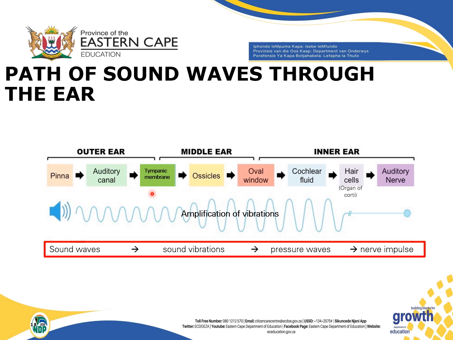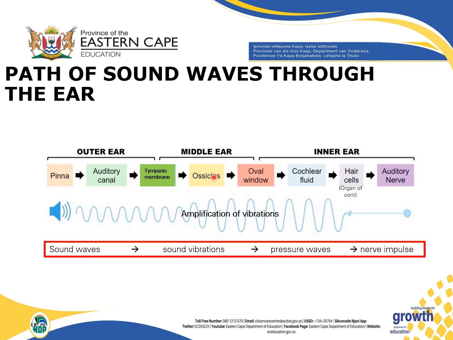Those vibrations of the tympanic membrane are then passed on to the ossicles and then to the oval window. Now, it is the role of the ossicles to amplify those vibrations. What we mean by this is that the ossicles cause the vibrations to get bigger. In other words, they're increasing the sound. They're making the sound louder.